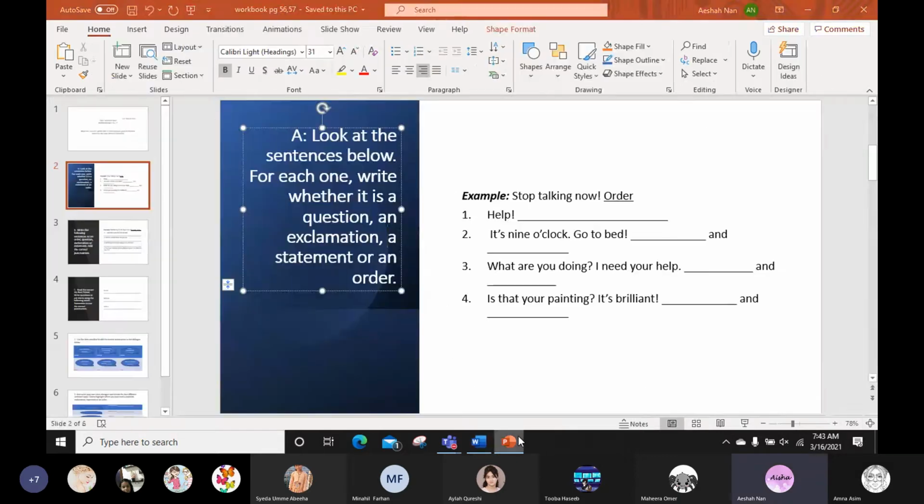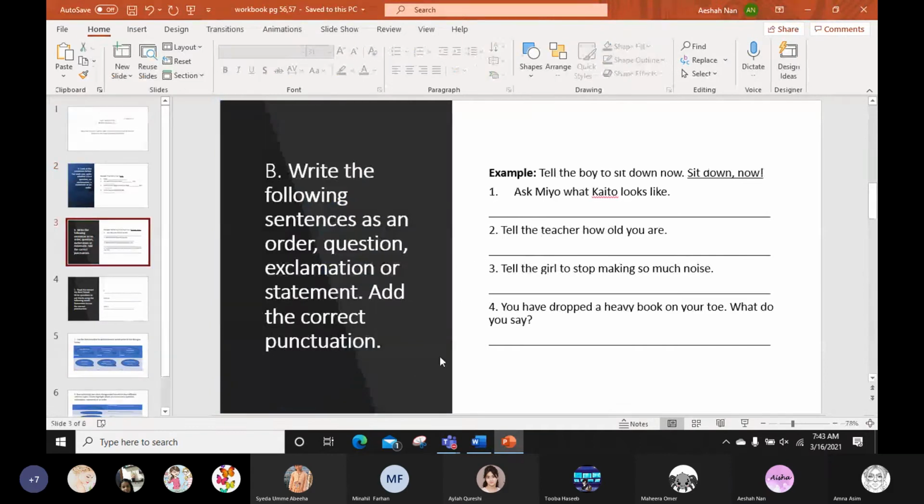All right, girls, have a look at part B now. Girls, are you all with me? Okay. Write the following sentences as an order, question, exclamation, or statement. Add the correct punctuation, okay? For example, the sentence is "Tell the boy to sit down now." They have changed it into an order: "Sit down now." So we need to change these sentences into order, question, exclamation, or statement.